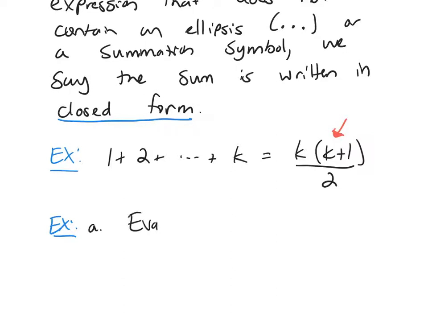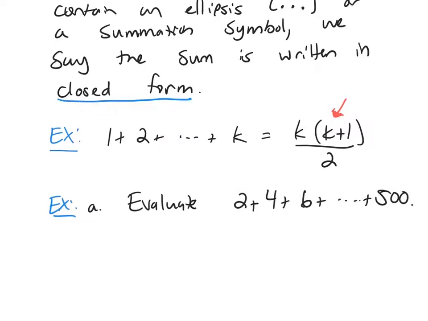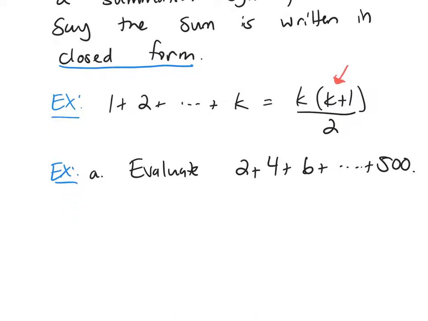Let's evaluate 2 plus 4 plus 6 all the way up to 500. Now, I do not want you to compute this by hand. I don't want you to take out a calculator and add the even numbers from 2 to 500 up. It would take way too long. So what we're going to do instead is manipulate this a little bit. All these numbers are even, so I can factor a 2 out of them.